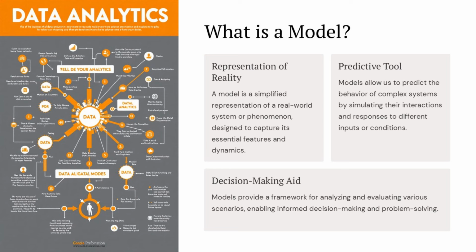of genetic information. A model is a simplified representation of a real-world system or phenomenon designed to capture its essential features and dynamics. Models allow us to predict the behavior of complex systems by simulating their interactions and responses to different inputs or conditions. Models provide a framework for analyzing and evaluating various scenarios, enabling informed decision-making and problem-solving. Models are powerful tools that help us understand and make sense of the world around us. By creating models, we can explore hypothetical situations, test assumptions, and make more informed decisions.